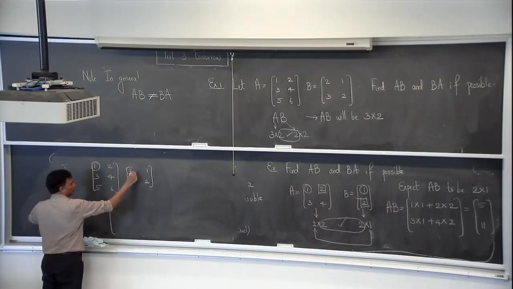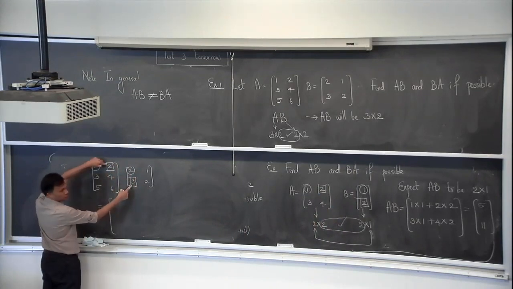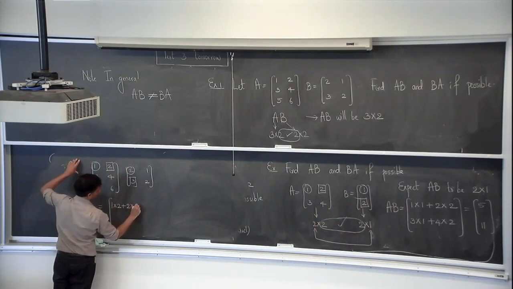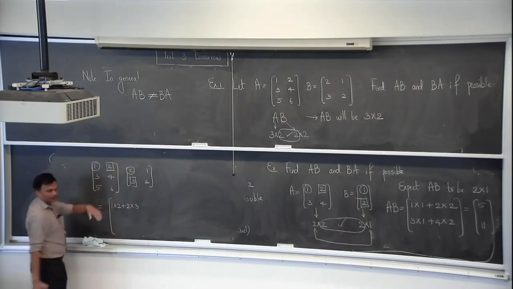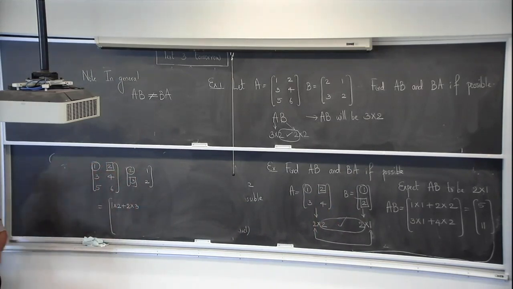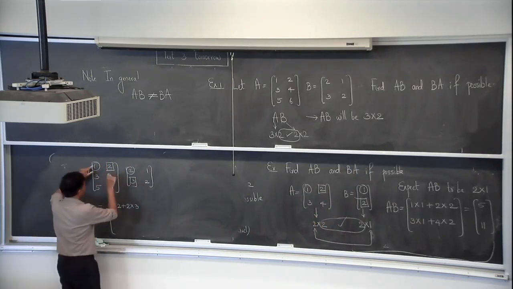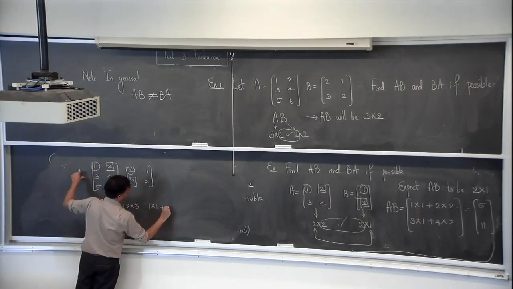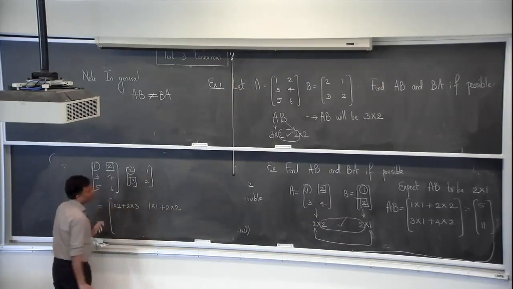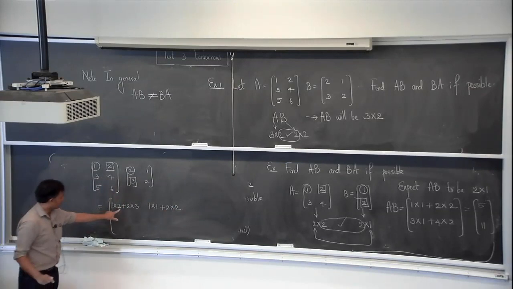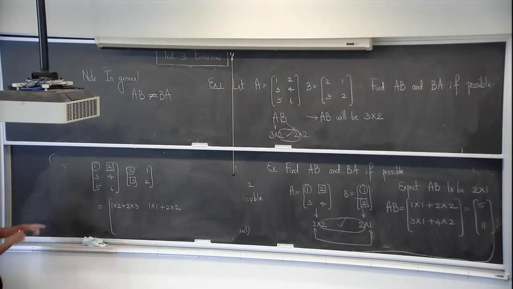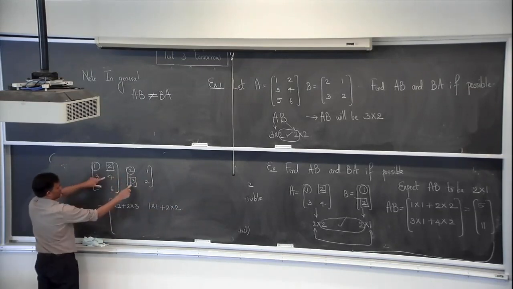Again, for those of you who are still catching up on this, the first element would be 1 times 2 plus 2 times 3. That is the row versus column operation that is going to fill up each position. The second one would be 1 times 1 plus 2 times 2. We expect 2 columns, and there they are. That's the first column, second column. Keep doing this. We have 3 times 2 plus 4 times 3.